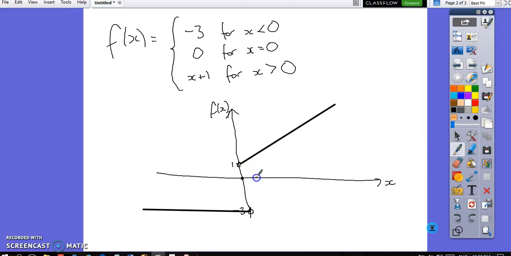So every time you go along 1, it goes up 1. So your line, if your scales are the same, should be a little bit steeper than this. So you can see then how we can go from the equation of a piecewise function to the graph of a piecewise function.